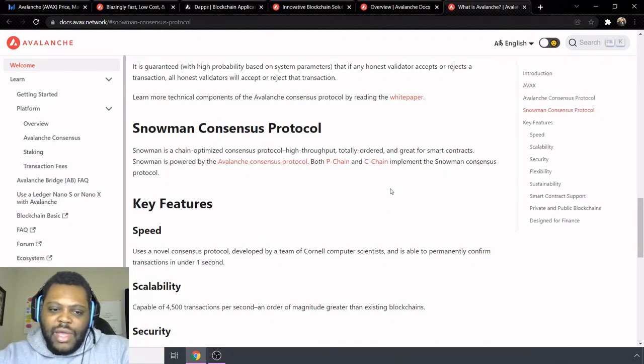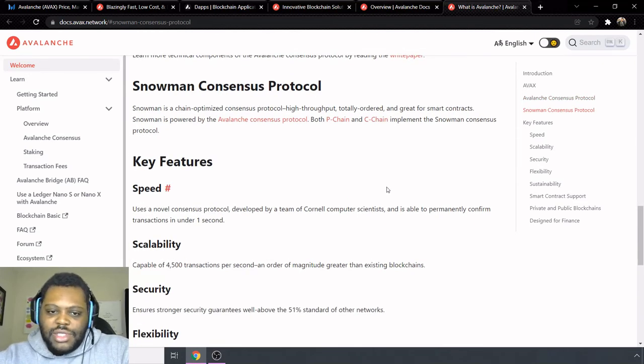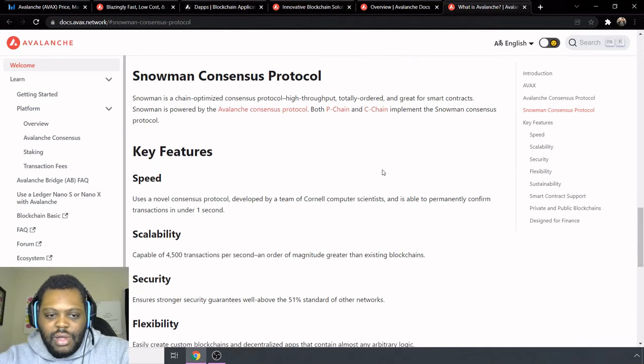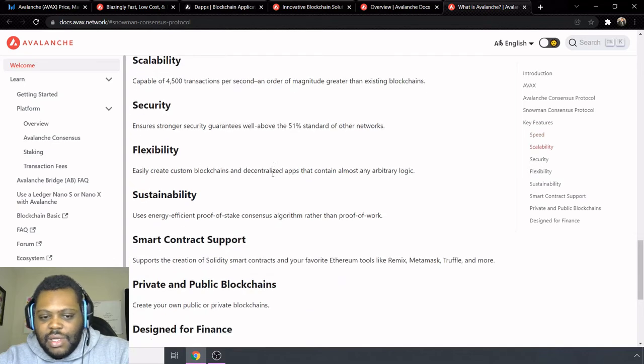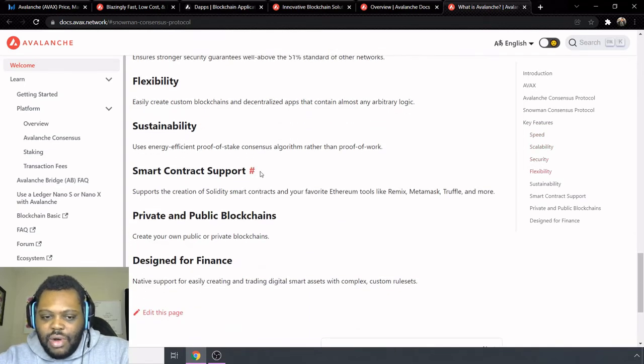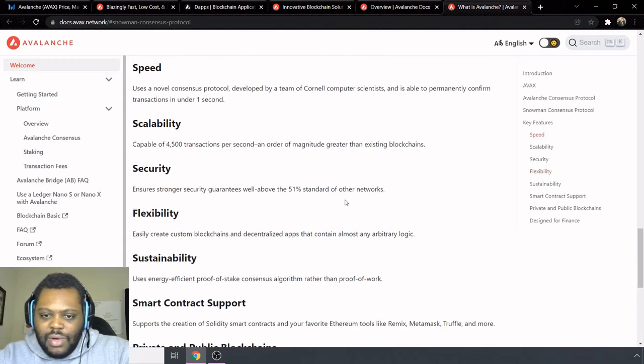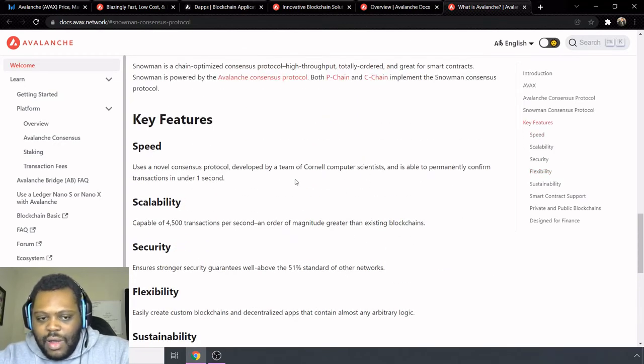Next on here, we have the Snowman consensus protocol. Snowman is a chain optimized consensus protocol, high throughput, totally ordered, and great for smart contracts. Snowman is powered by the Avalanche consensus protocol. Both the P chain and C chain implement the Snowman consensus protocol. So on here, some of the key features are speed, scalability, security, flexibility, sustainability, smart contract support, private and public blockchains, and designed for finance. And all of these have their own individual features.